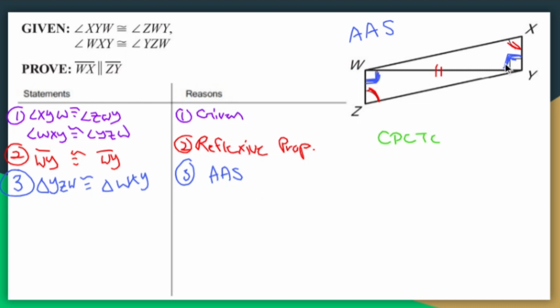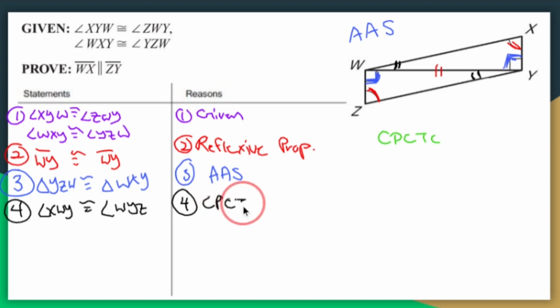Now, the purpose of me showing that these two triangles are congruent is now I can say that these two angles are congruent. These two angles are congruent. So I can say the angle XWY is congruent to angle WYZ. And the reason for that is now that these are congruent triangles, corresponding parts of congruent triangles are congruent. Okay? Okay. Step 5.